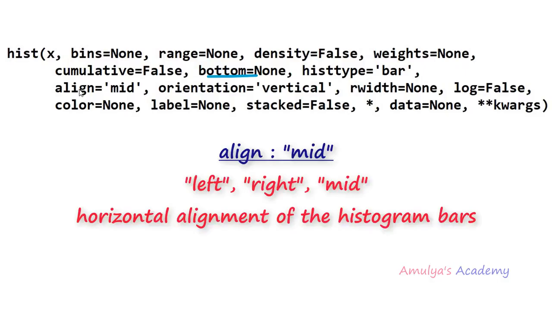So the next parameter is align. The default value is mid. It tells the horizontal alignment of the histogram bars.